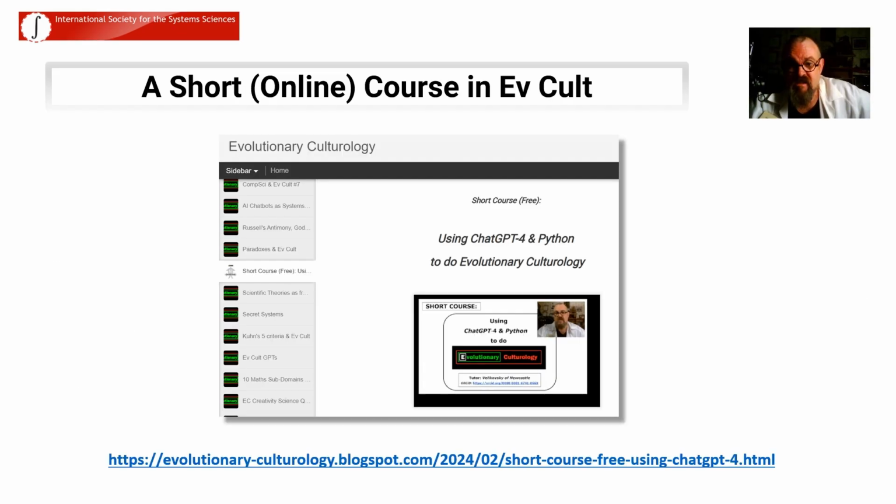Next. Yes, so there's a short online course in EvCult. It's just about 10 YouTube videos that show you how to use ChatGPT-4. We're up to 4 Omni now, 4.0. But anyway, and Python. So using ChatGPT-4 and Python, as in Monty Python. That's where the language Python came from, to do EvCult. So that'll take you through the steps you need to do if you want to get a unit of culture and count the fractal Holon partons on the different scale levels. That's one way to do EvCult in one domain, the domain of novels or books, say, or articles, etc. Emails, tweets. Next.